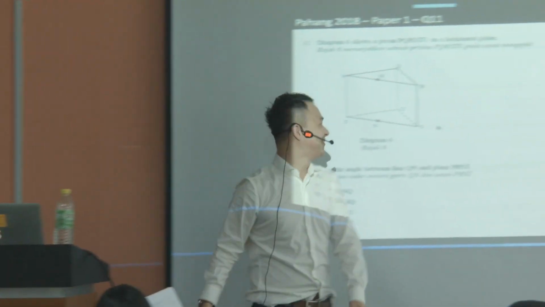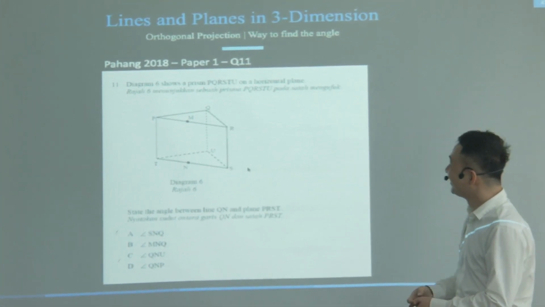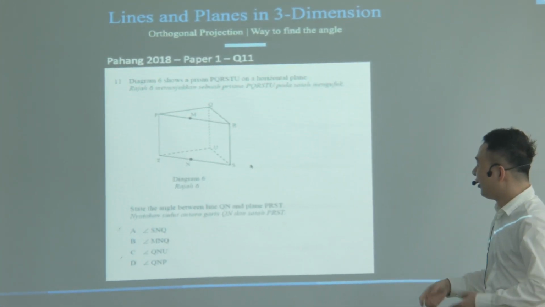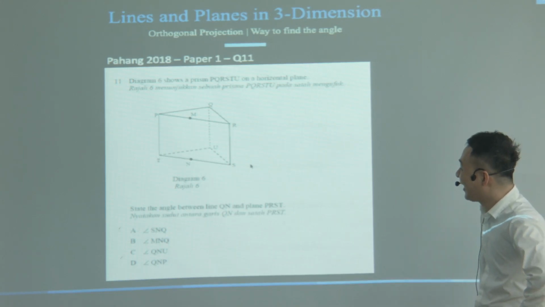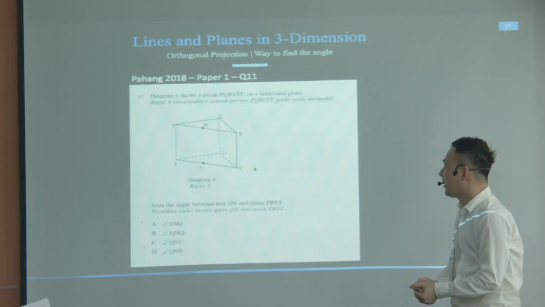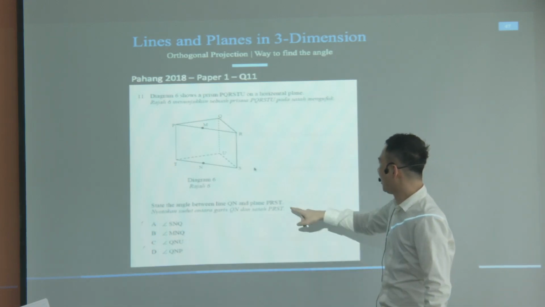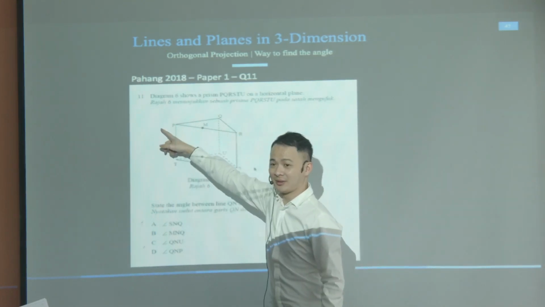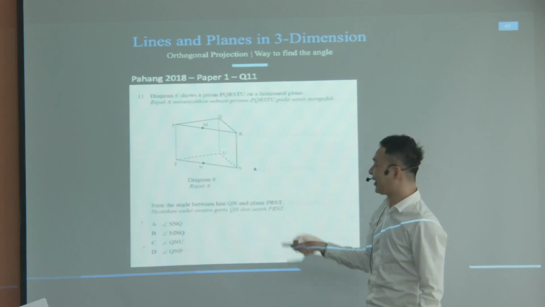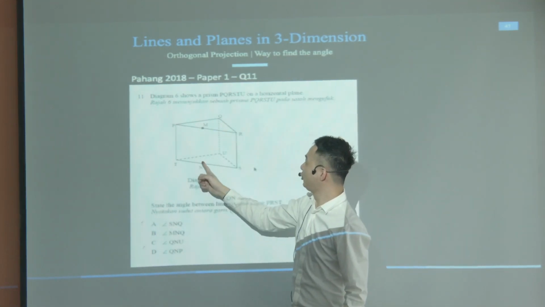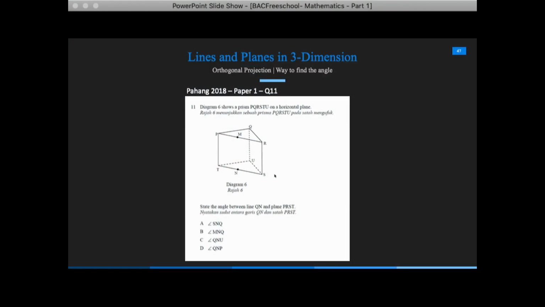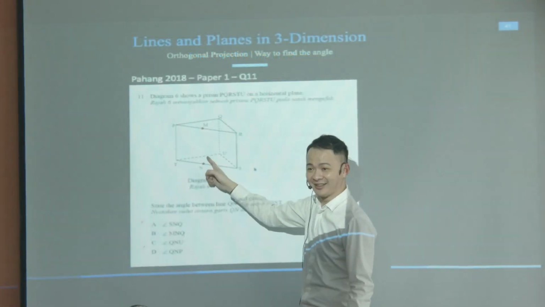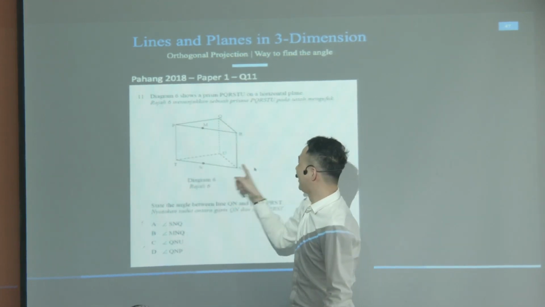Okay, next one. We're getting harder and harder. State the angle between the line QN and PRST. Where is PRST? PRST is basically this rectangle plane here. Where is QN? Q to N is a diagonal here. So this is a line and a plane, and you can use the shadow method. Imagine this is the line here; I must have a shadow on PRST here.